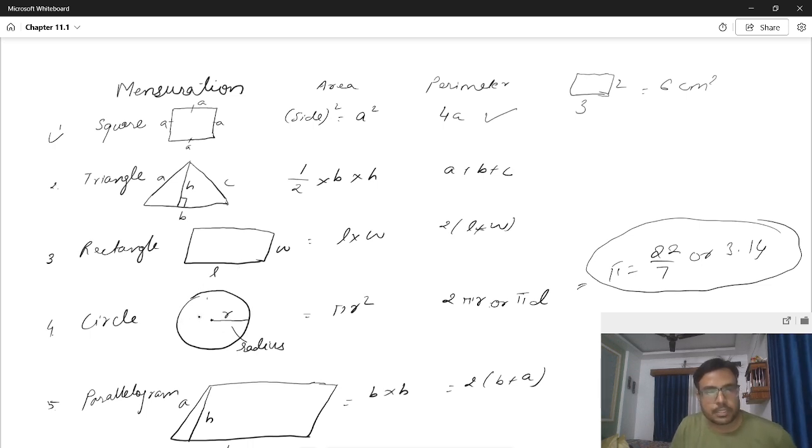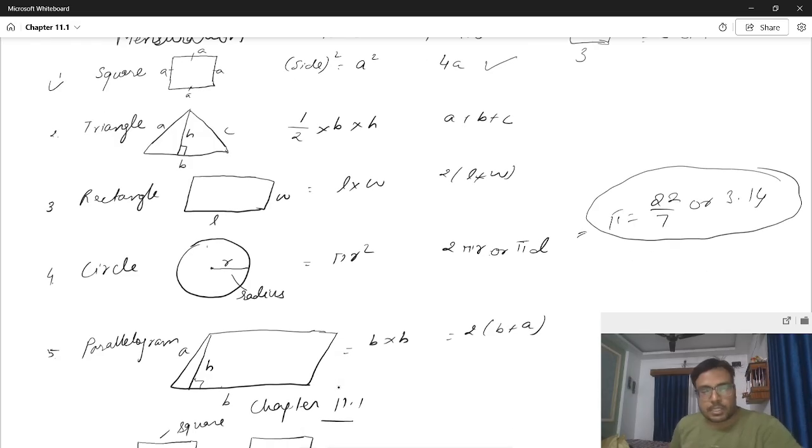If you draw a line, this is the upper semicircle, this is the lower semicircle, and this is the total circle. Similarly for a parallelogram, this is the side, this is the base, and this is the perpendicular drawn from one of its vertices, and this is the height. So area is base into height, and perimeter is 2 into b plus a, meaning 2 times b and 2 times a. These are the important formulas required for this chapter.